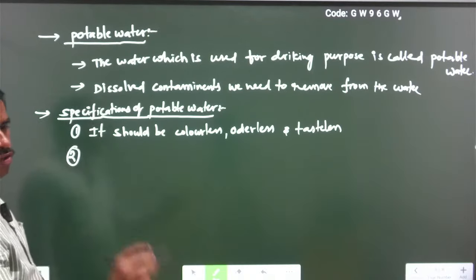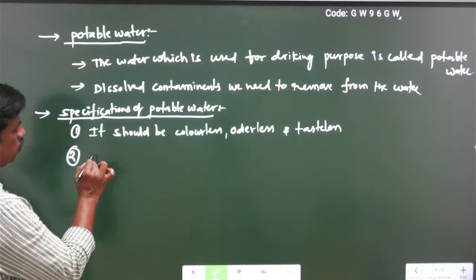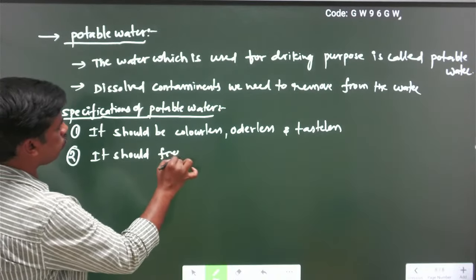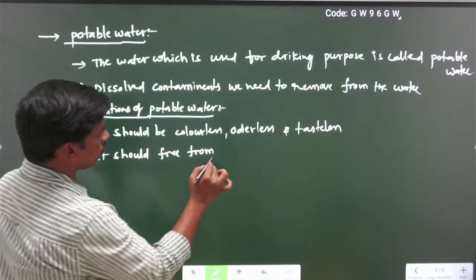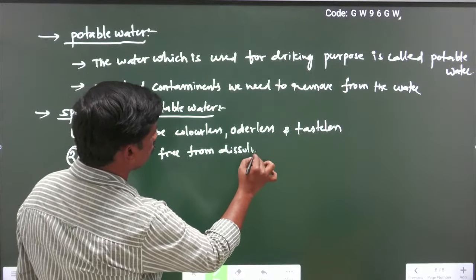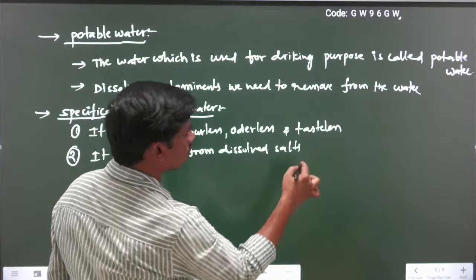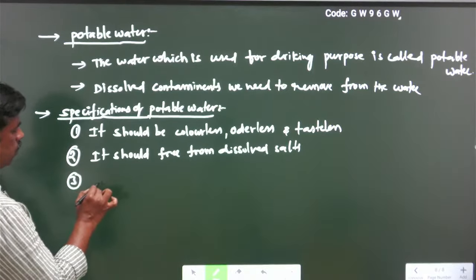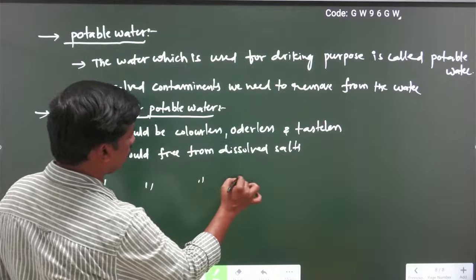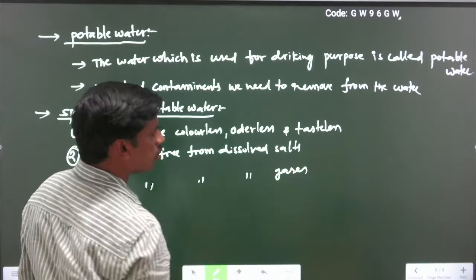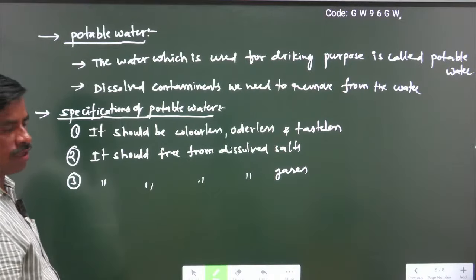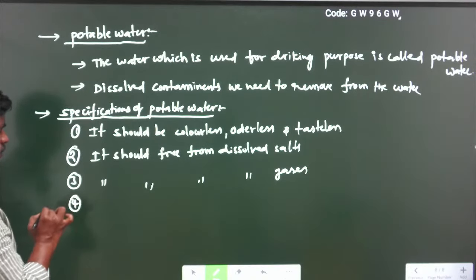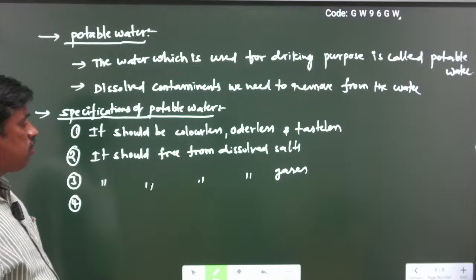Next, it should be free from dissolved contaminants. Compulsorily it should be free from dissolved salts like calcium and magnesium salts. It should be free from dissolved gases like carbon dioxide, carbon monoxide, hydrogen sulfide, etc. Such gases are also not required.